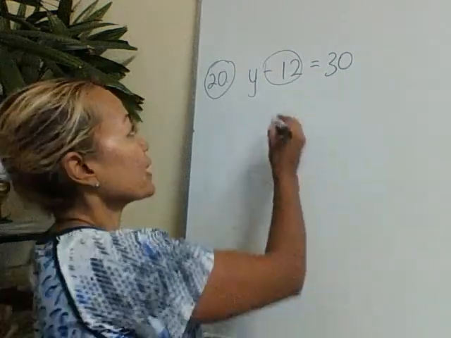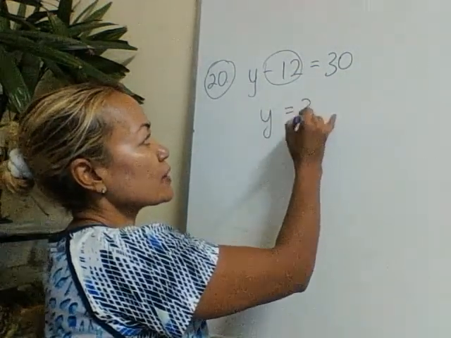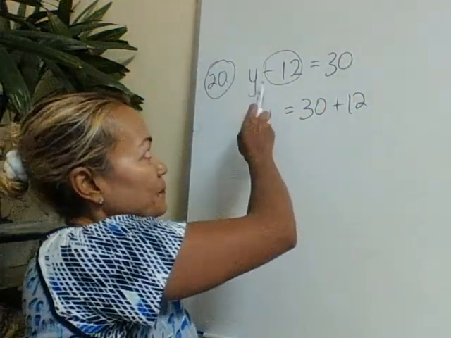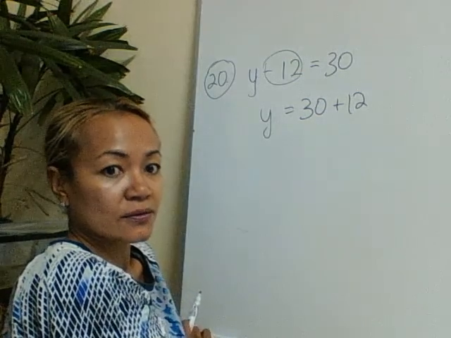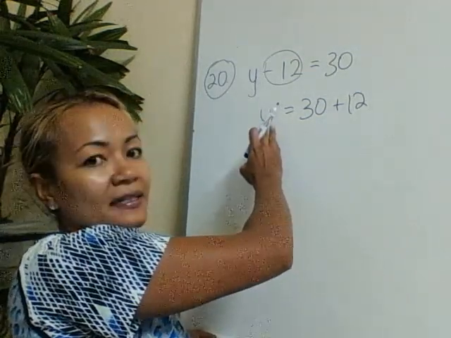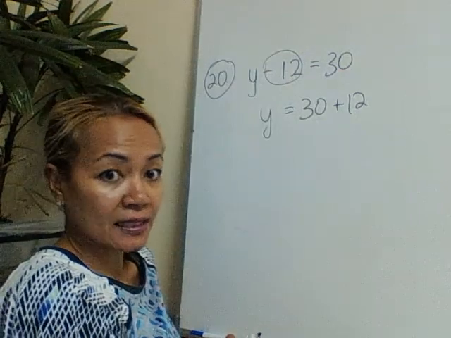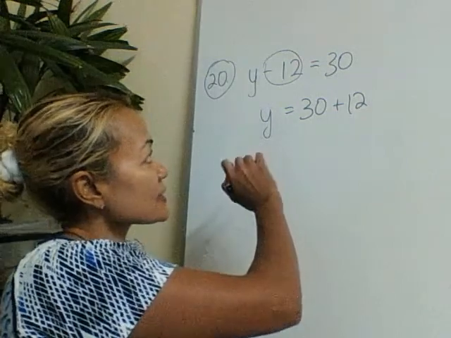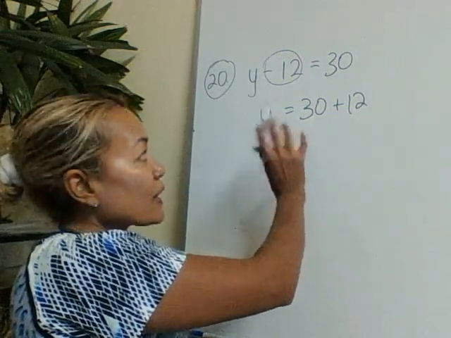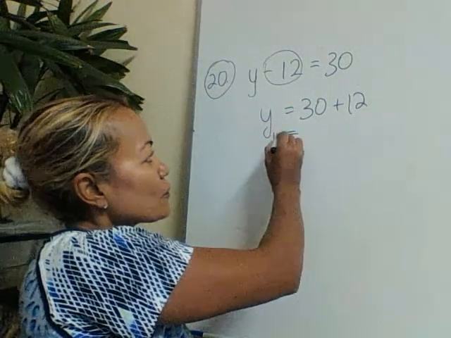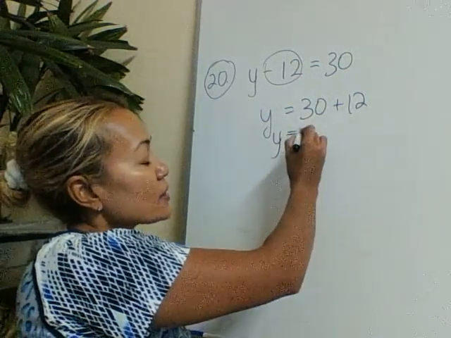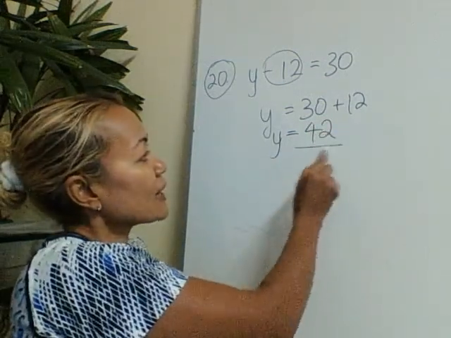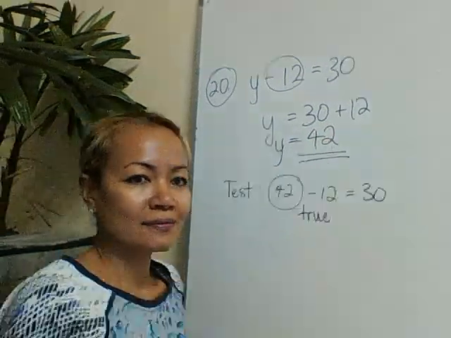Okay, so we do that. Y is equal to 30 plus 12. You see, I have eliminated the 12. So I've taken it from one side to the other side. Eliminated it by using the opposite sign. Now I simplify. y is equal to 30 plus 12, which is 42. And you've solved it. Y is equal to 42.